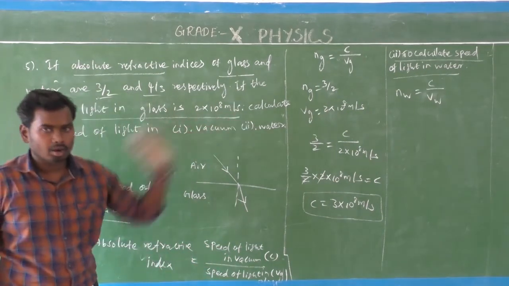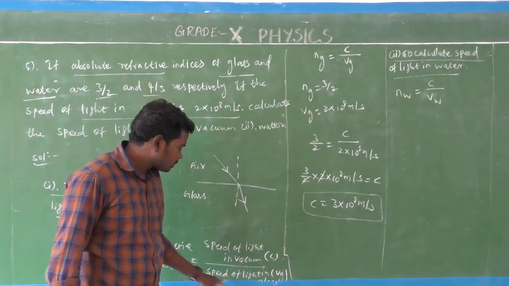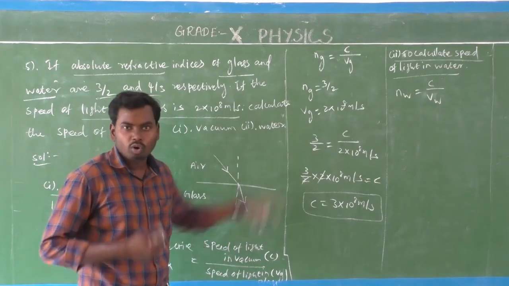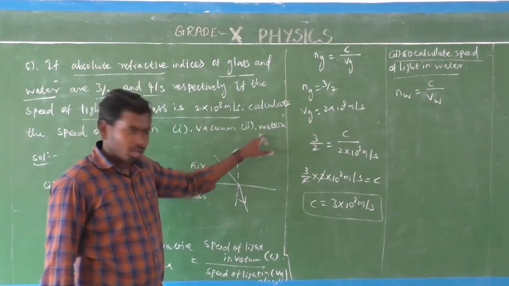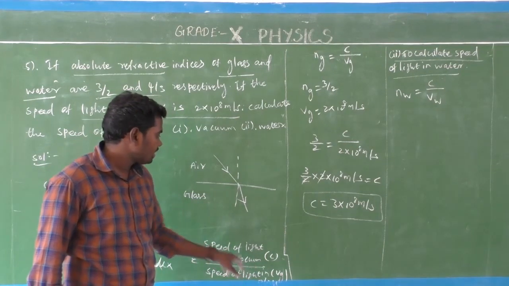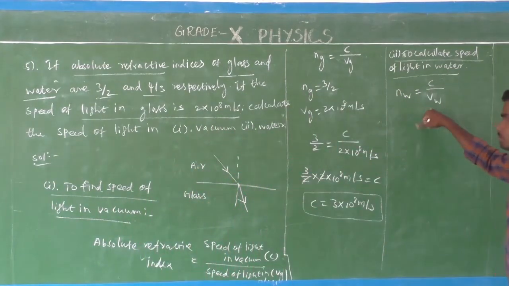Instead of this, what do I need to write there? Absolute refractive index is equal to the speed of light in vacuum, which is common, divided by the speed of light in glass. That is in the first case, but in the second case, instead of glass, I need to write water. So the speed of light in vacuum divided by the speed of light in water. I have written it in symbols. So what is NW?